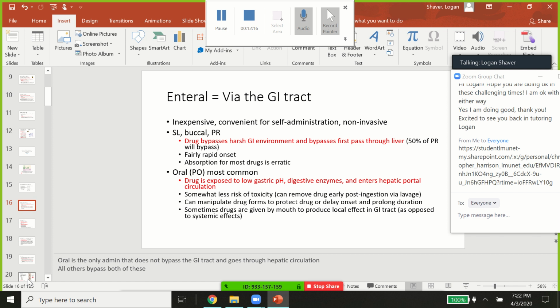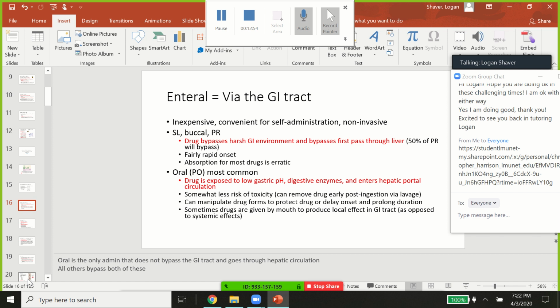So SL, buccal, or PR, per rectum, those drugs bypass the GI environment and they bypass the first pass, which happens in the liver typically. With that in mind, it doesn't have to go through those longer processes, so it's a fairly rapid onset. Of course, it's not going to be anywhere near as rapid as IV. IV is about the fastest you can go. There's no way you can go any faster than that because it's going directly into your bloodstream, right? So it's pretty fast just because it can bypass this stuff.